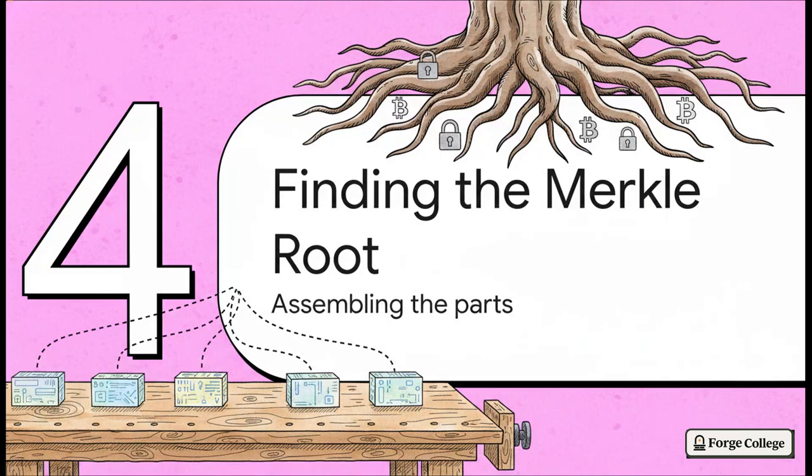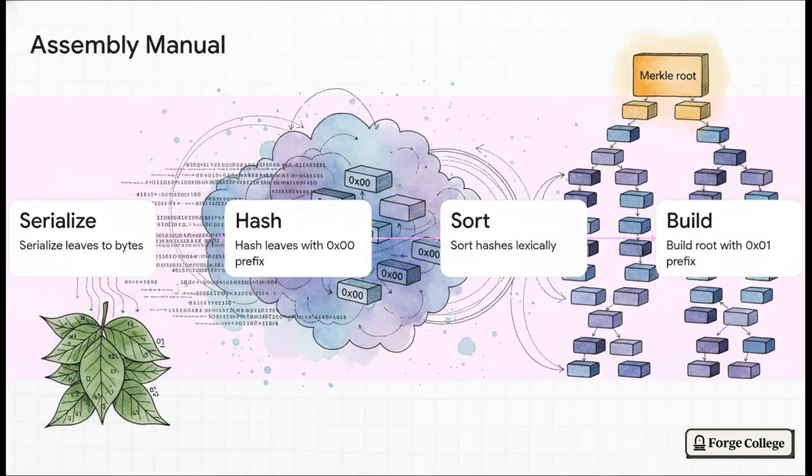Section 4. Finding the Merkle root. Time to assemble the parts. Here is our basic assembly manual. Step 1. You serialize those leaves. Step 2, you hash them, making absolutely sure to prepend that 0x00 prefix we just talked about. Step 3, you sort the hashes lexically. This deterministic sorting is a protocol-critical choice because it ensures anyone verifying this proof will get the exact same result.